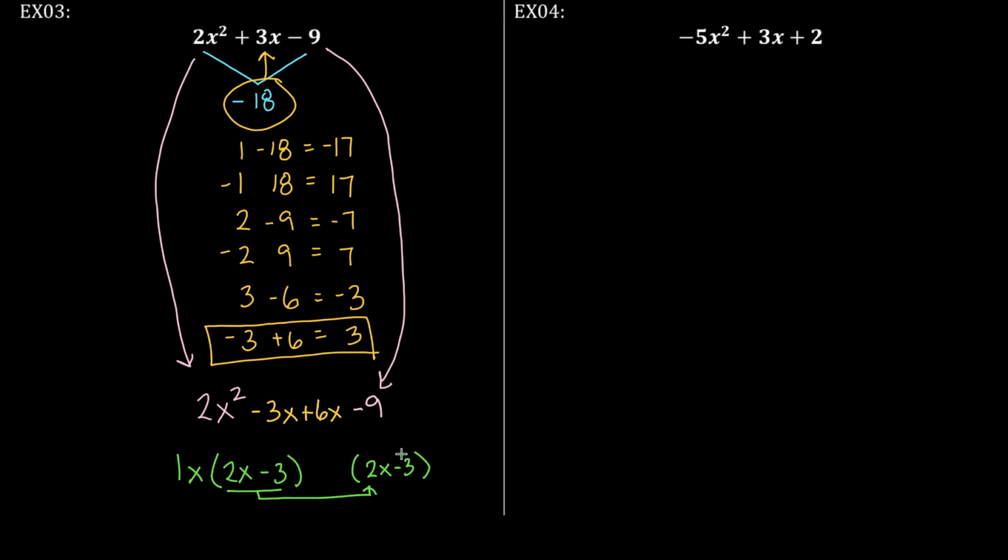And now I need to figure out what times this will give me this. So what times a positive will give me a positive. What times 2 will give me 6, 3. And then 3 times 2x will give me 6x. Cool. So I have 1x copies of 2x minus 3. And I have plus 3 copies of 2x plus 3. So all in all, I have 1x plus 3 copies of 2x minus 3.